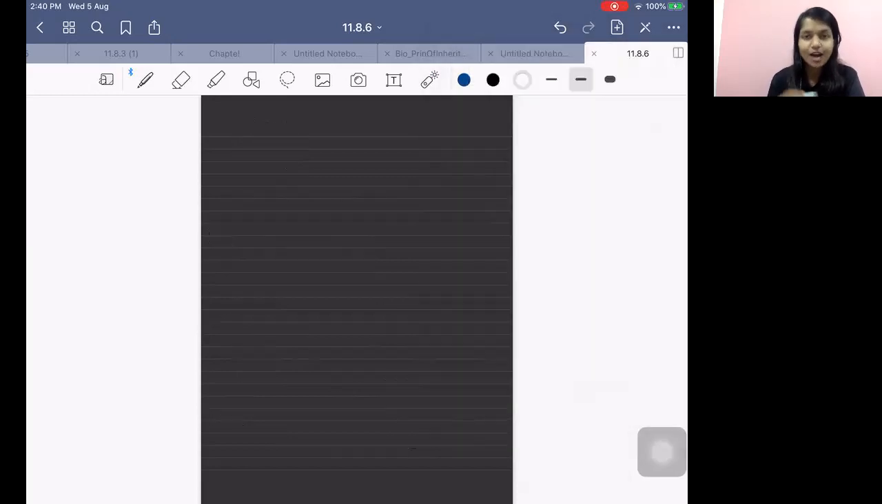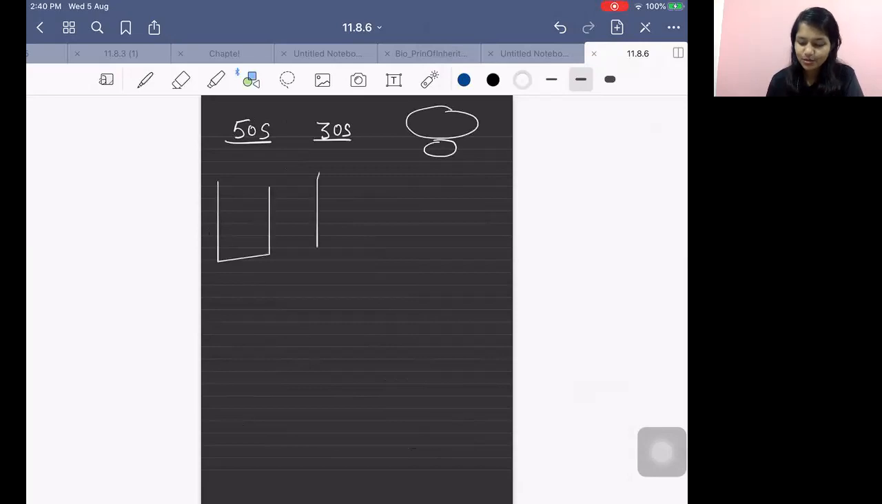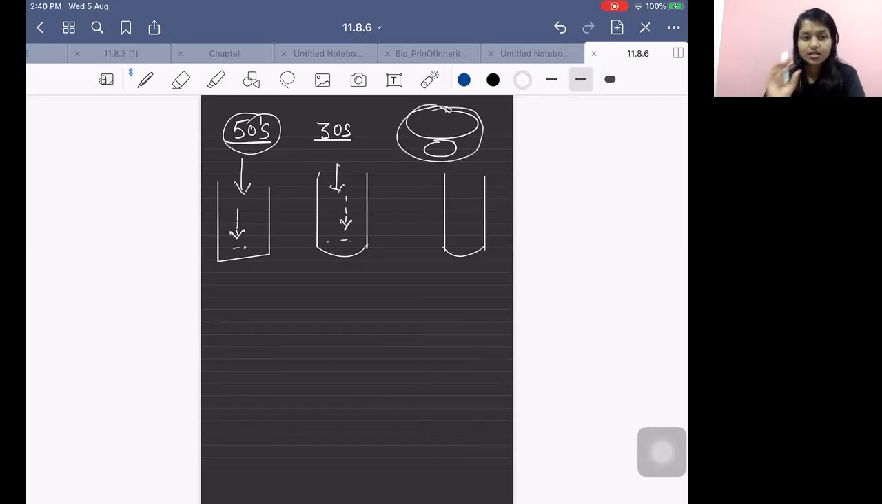Now, sedimentation coefficient, how is it related? I have taken 50S, I have taken 30S, and then I have taken 50S plus 30S together. I have 3 jars with me. You can use it too. What I am doing is allowing 50S to settle down. I am allowing 30S to settle down. And then I am allowing the complete ribosome to settle down.